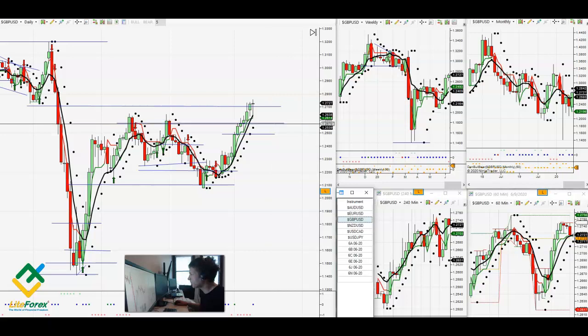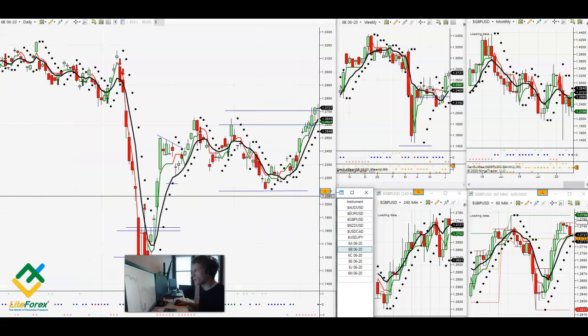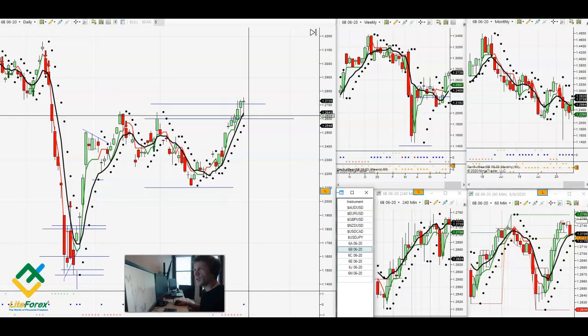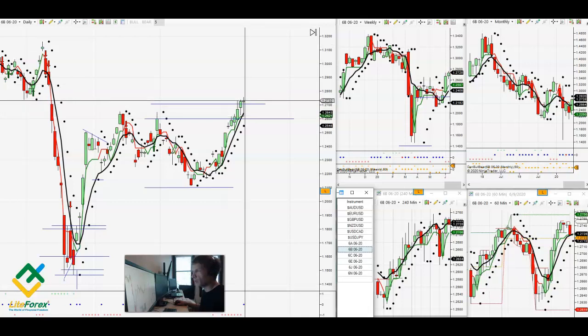1.2700 is going to continue to be the support. Let's see how the futures contracts are looking. Well, it looks just the same, so there's not much to report on this other than the fact that it came down and came back up.